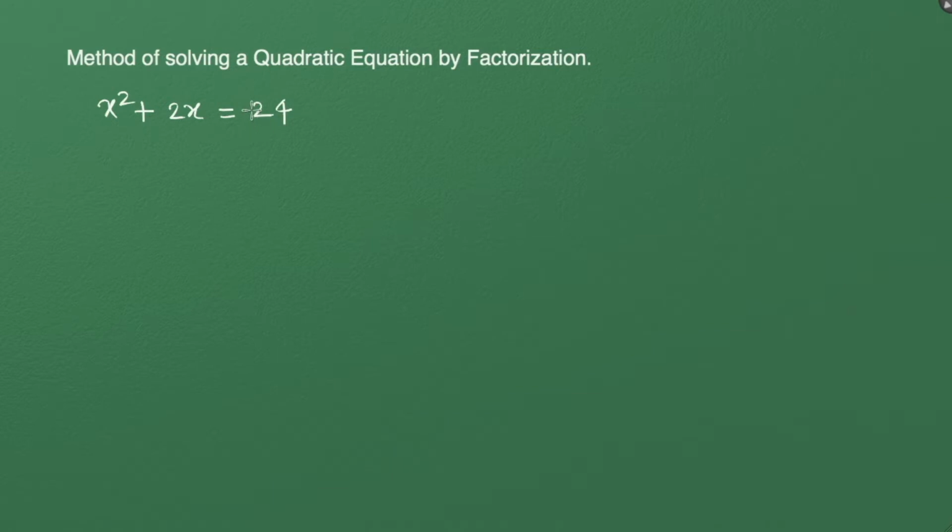Now the first step is to write the given equation in the standard form ax square plus bx plus c equals 0. So this becomes x square plus 2x minus 24 equals 0.